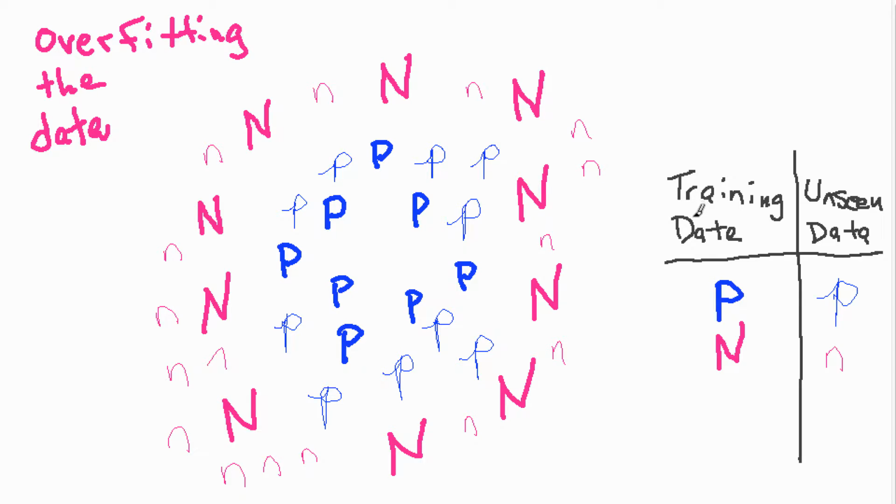Likewise, I come over here for the negative data and the big capital N's. These are negative instances that I have seen, and they will be used for training. The lowercase n's are ones that I haven't seen. Now, the idea of overfitting the data, or explaining this, is as follows.